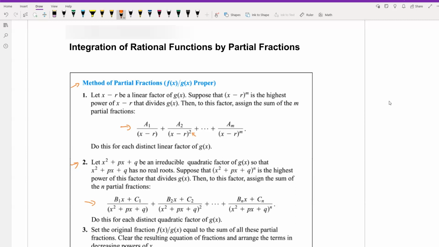We have b1 times x plus c1 over x squared plus px plus q, plus b2 times x plus c2 over (x squared plus px plus q) squared, plus 3 dots, and then plus bn times x plus cn over (x squared plus px plus q) to the power n.